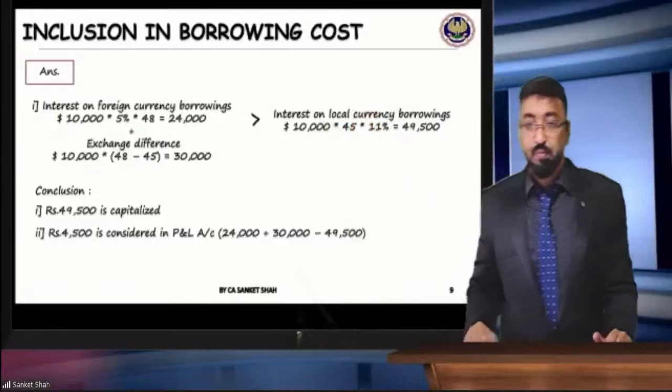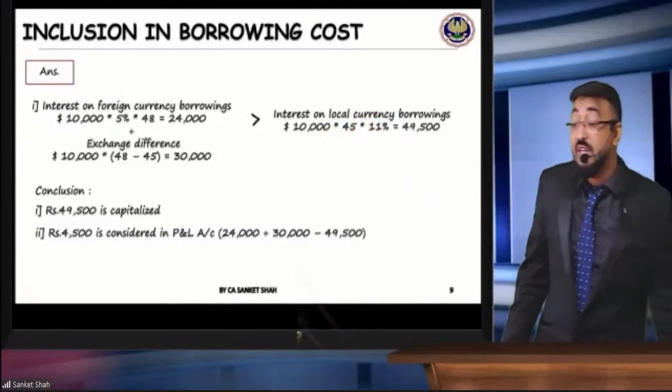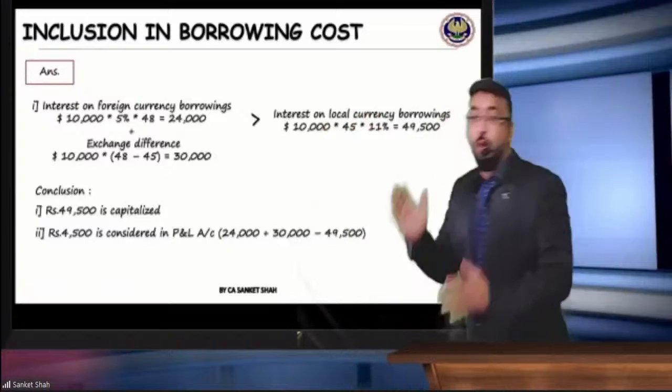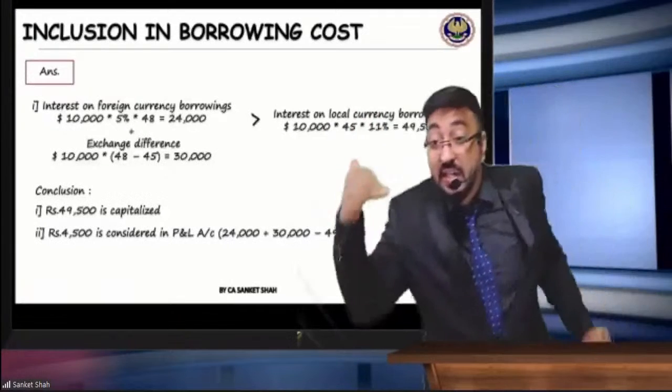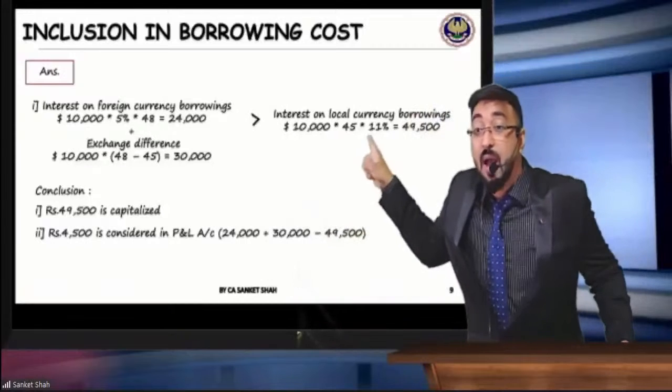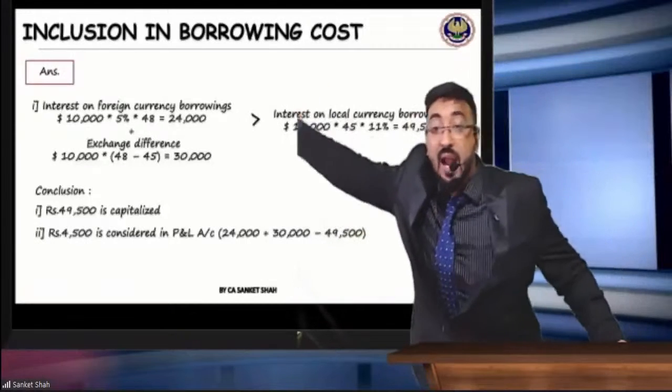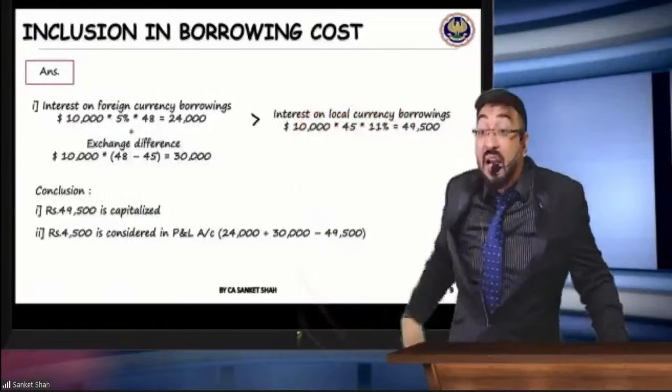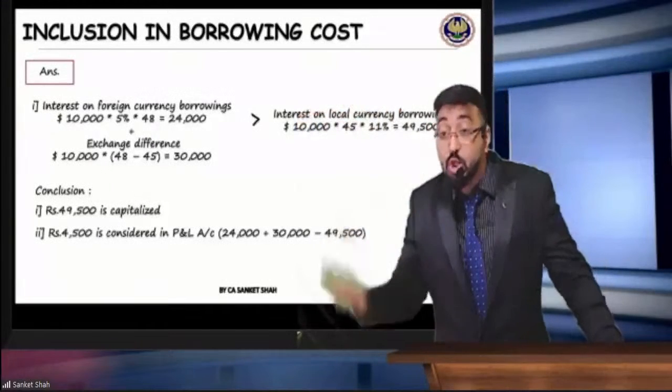Opportunity cost, and interest plus exchange difference is the actual cost. What is the actual cost? Interest plus exchange difference. This is the opportunity cost, and that one, the first one, is the actual cost.